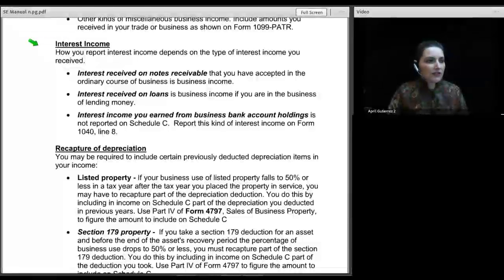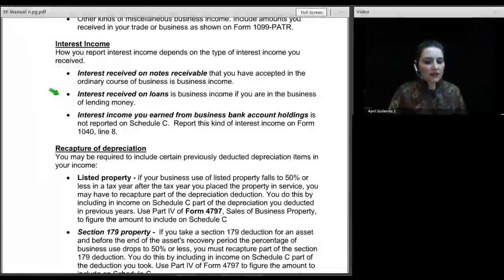Some of those sources are reportable on line 6 and some are not. So how you report your interest depends on the type of interest you are receiving. If you received interest on notes receivable or accounts receivable that you have accepted in the ordinary course of your business, that is reported as income on line 6. So you have a product that you sold and it's now accounts receivable, you're paid late on it, so you're charging interest until it's paid. When you finally do get that payment, you would report it as other income on line 6.